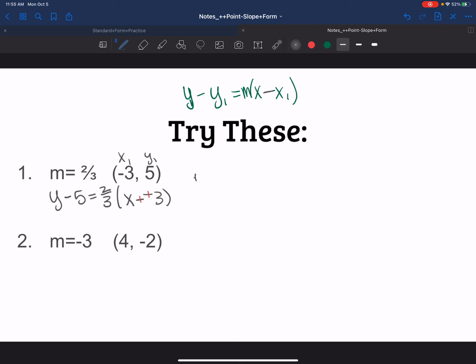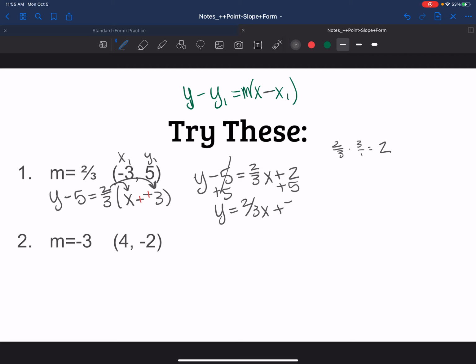That brings us to y minus 5, and then I want to distribute the 2/3. So 2/3 x, 2/3 times 3, like 3/1, simplifies to 2. And then my last step is to add 5 to both sides. So y equals 2/3 x plus 7.